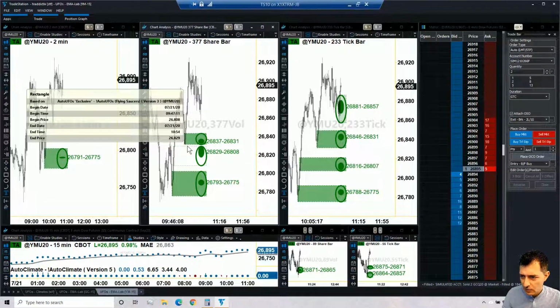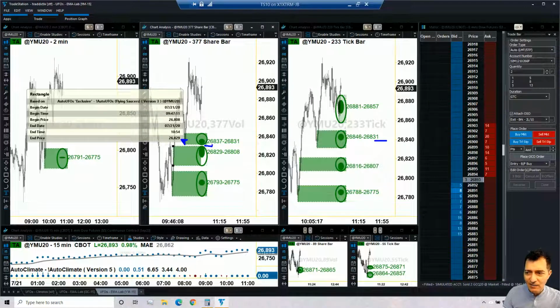Wait a minute. Yes, we can do it. I thought the top would be 30. It's actually 29. So if I place my stop below 31, it's going to be 30. And 30 happens to be right in between the UFOs.